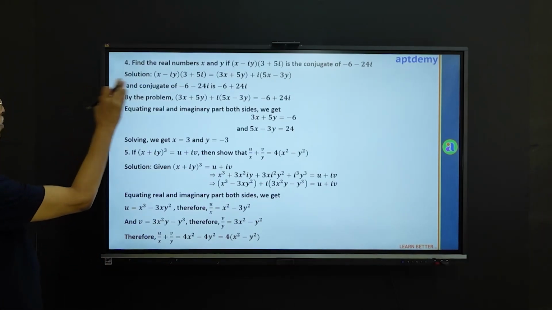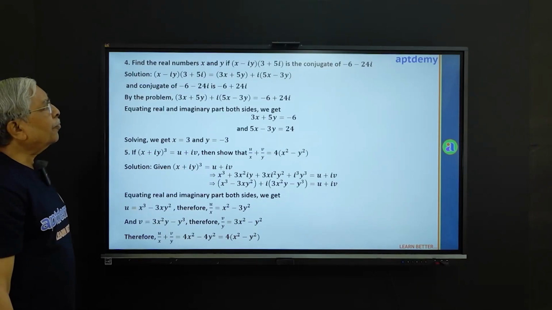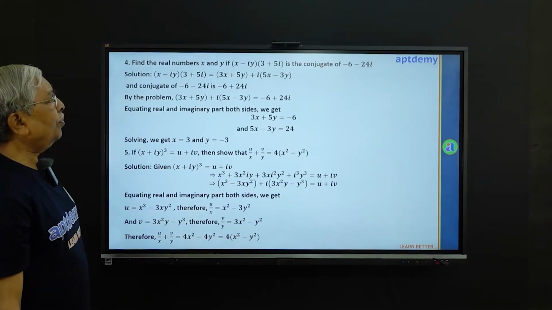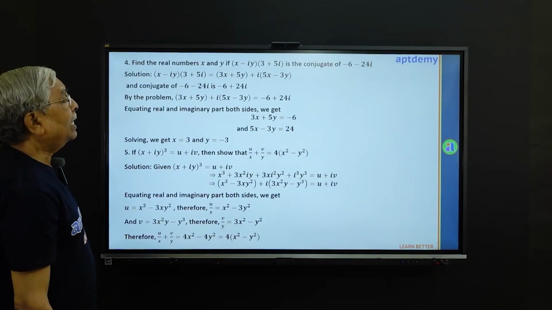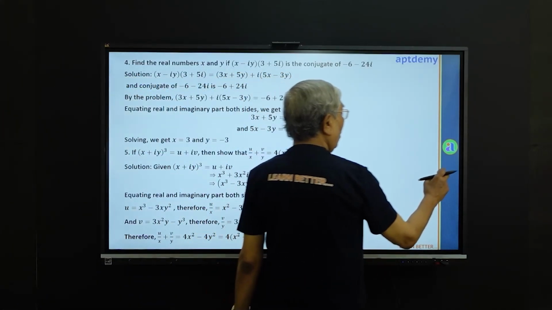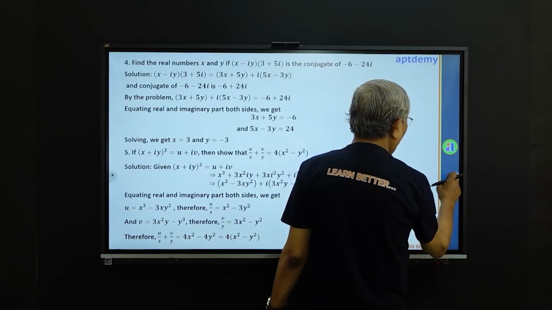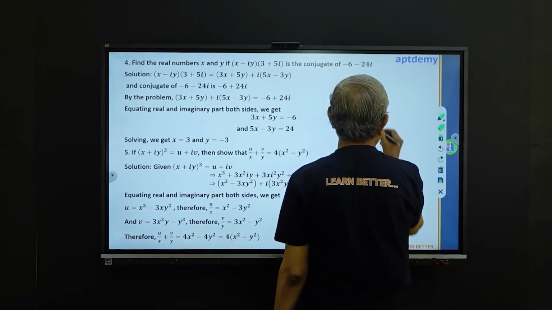Next we are discussing another problem. Find the real numbers x and y if (x minus iy)(3 plus 5i) is the conjugate of minus 6 minus 24i. First, we know that we need the conjugate of minus 6 minus 24i.